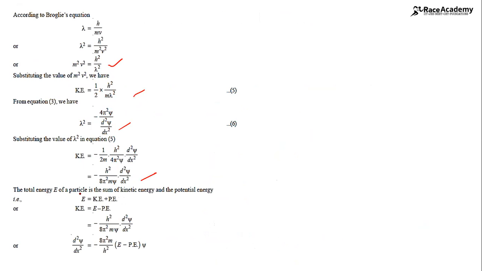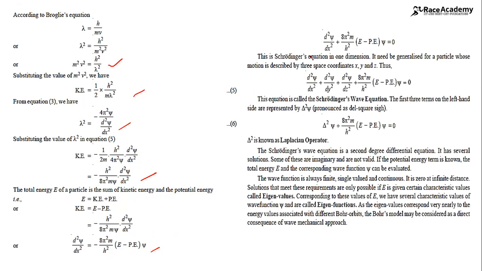So the total energy of the particle, kinetic energy plus potential energy, both they have substituted. And after that, del square psi by del x square equals minus 8 pi square m by h square into E minus PE into psi. That is for the x coordinate they got. Similarly, they got it for the y coordinate, and similarly for the z coordinate.